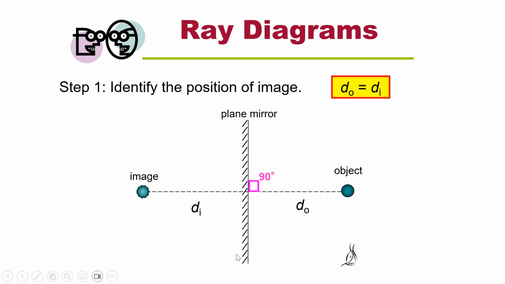Everything behind the mirror is not real. Everything behind the mirror, it looks like it's there, but it's not there. It's in the virtual world. So everything behind the mirror should be in dotted lines to represent that it's virtual. Okay, so equal distance.